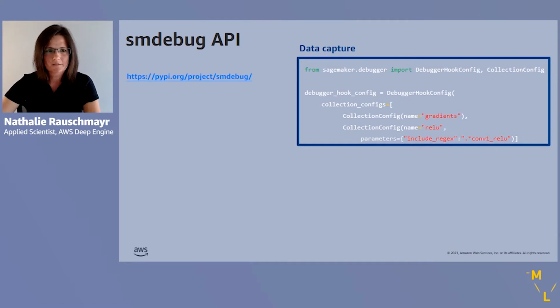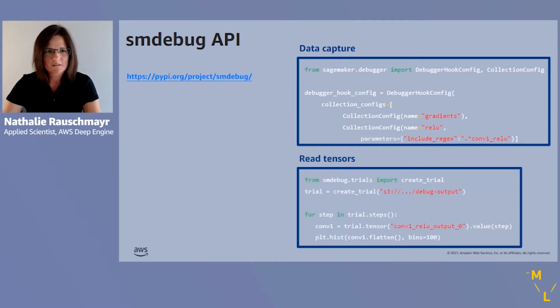Once the training is running, I can now use the SMDebug API to access and query the data. SMDebug provides a function create_trial that you have to point to the Amazon S3 path where the Debugger data is located. Once you have the trial object, you can start iterating over the data. With trial.steps, you get the different iterations that have been recorded by Debugger. By default, Debugger will capture tensors every 500 steps.